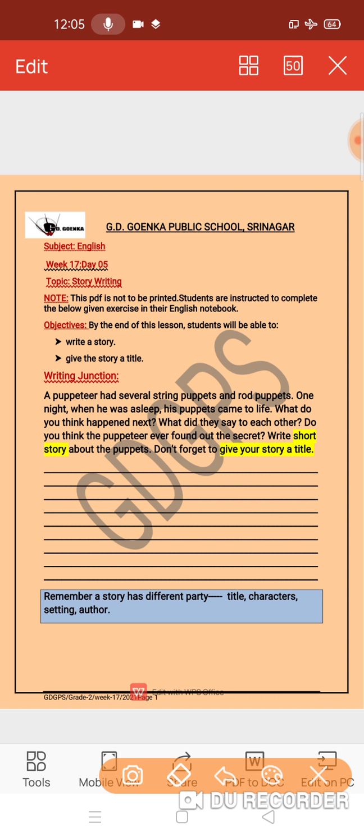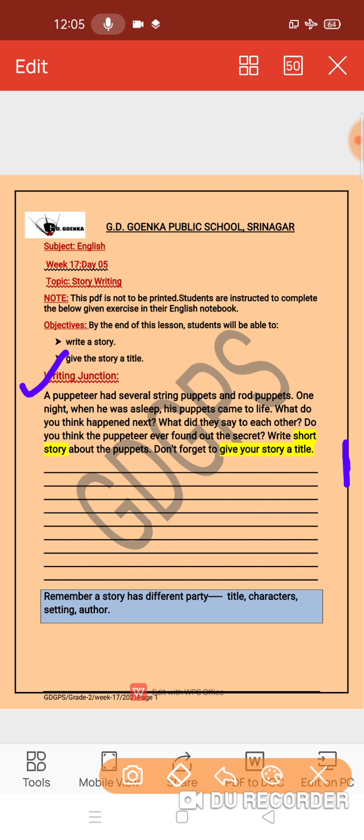Let's read the writing prompt here. A puppeteer had several string puppets and rod puppets. One night when he was asleep, his puppets came to life. What do you think happened next? What did they say to each other? Do you think the puppeteer ever found out the secret? Write a short story about the puppets.